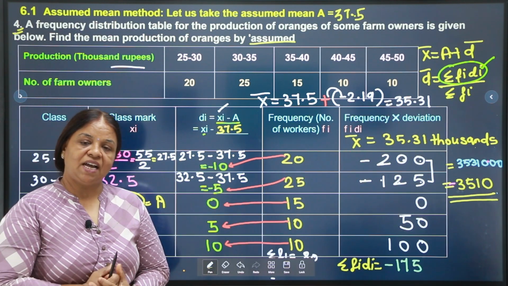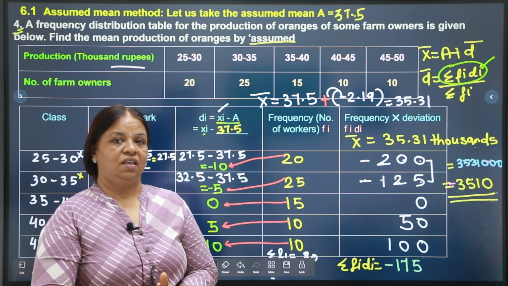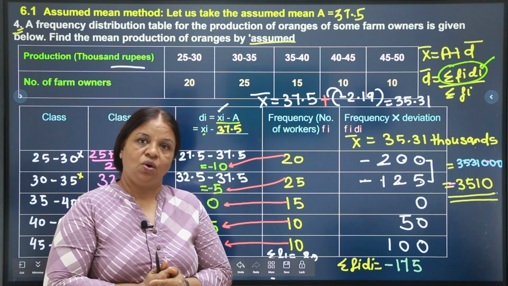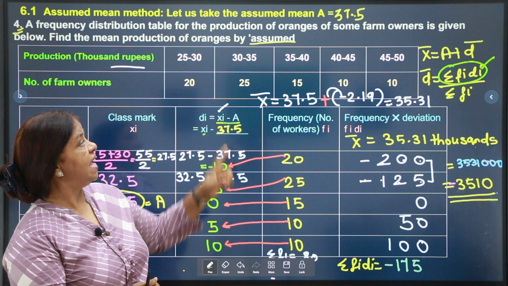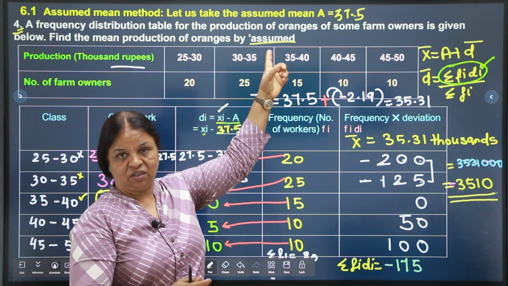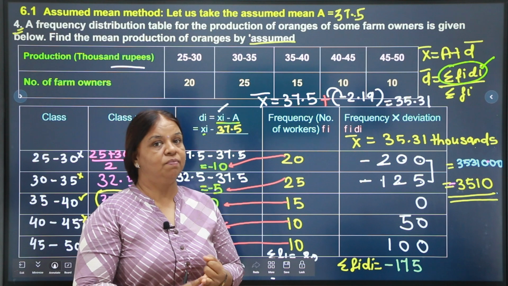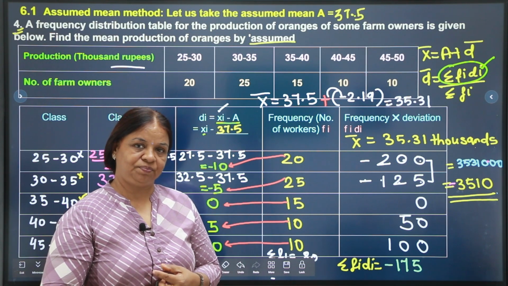So this completes our 6.1 exercise, plus also the method of finding mean by assumed mean method of the exercise and of the example of your Maharashtra State textbook for standard 10th.